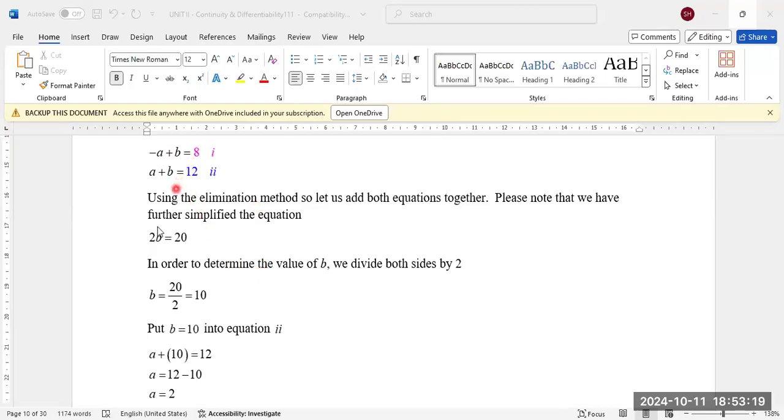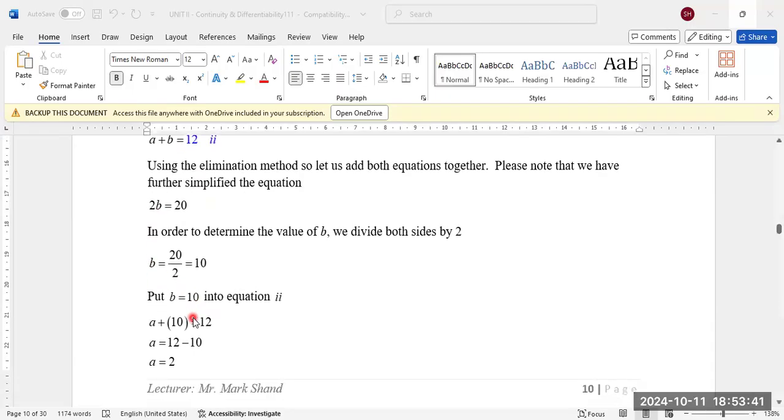And B plus B is going to be equal to 2B. That's all is 2B. And A plus 12 is equal to 20. In order to determine the value of B, I'm going to divide both sides by 2. So 2B over 2 is B, and 20 over 2 is 10. So B is going to be equal to 10.